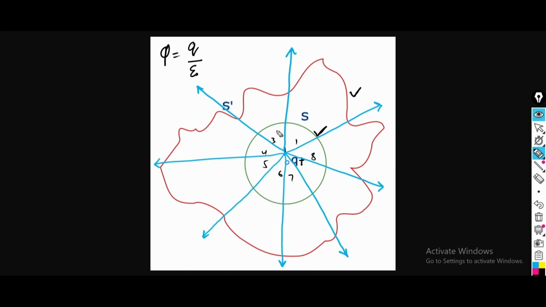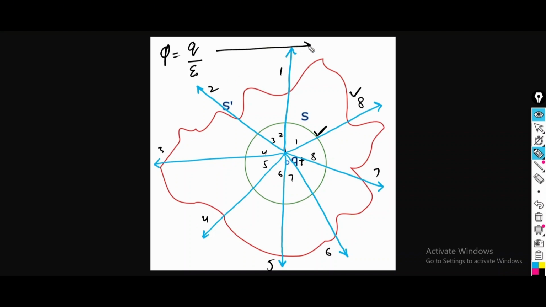And similarly we have an irregular shape around this positive charge. The number of electric field lines passing through this irregular shape are 1, 2, 3, 4, 5, 6, 7, 8. So the number of electric field lines that pass through this spherical shape is equal to the number of electric field lines that pass through this irregular shape.